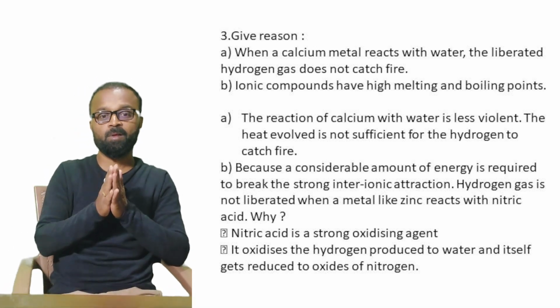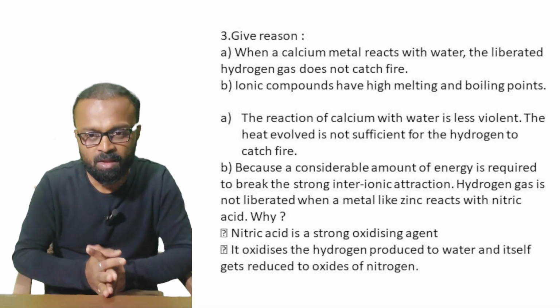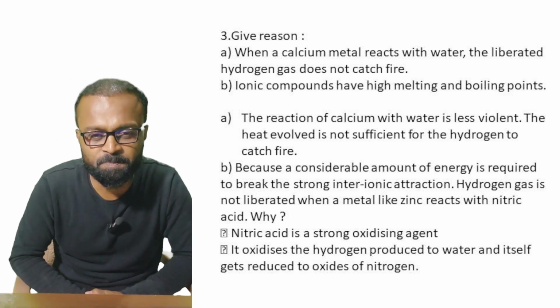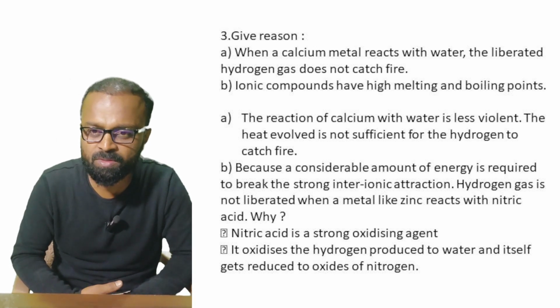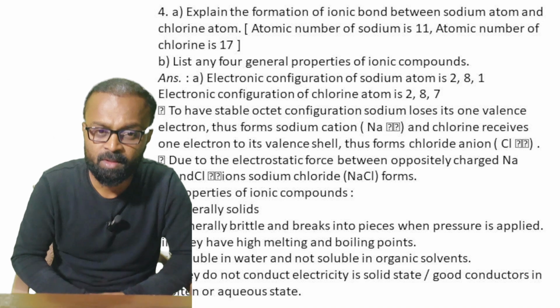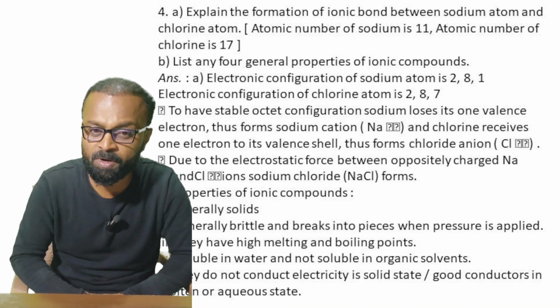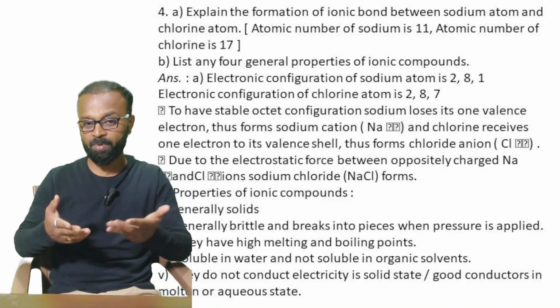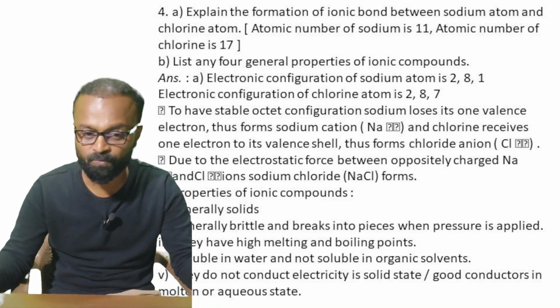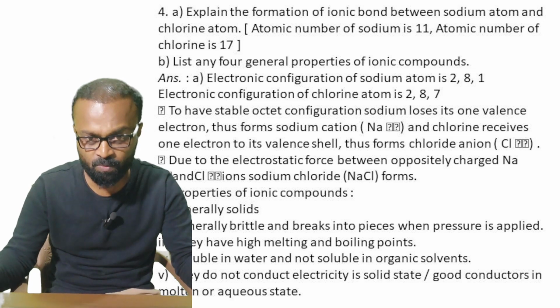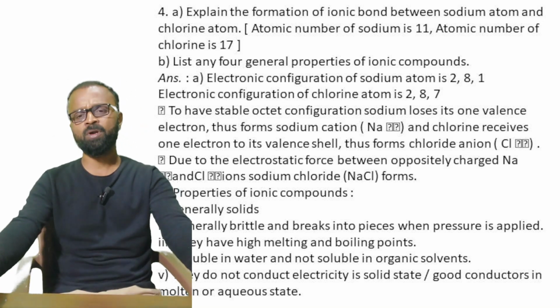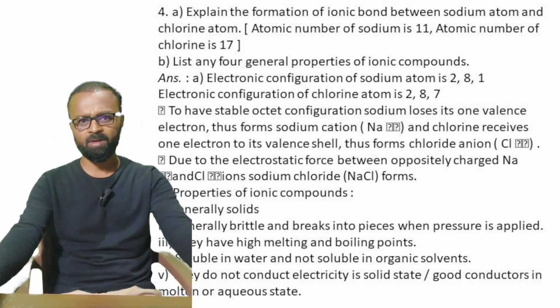Here comes one more question: explain the formation of the ionic compound between the sodium atom and the chlorine atom. List any 4 general properties of the ionic compound. Okay, just now I told you the general properties. Just go across question number 4, all the properties we discussed are given. Now, how the ionic bond formation takes place.